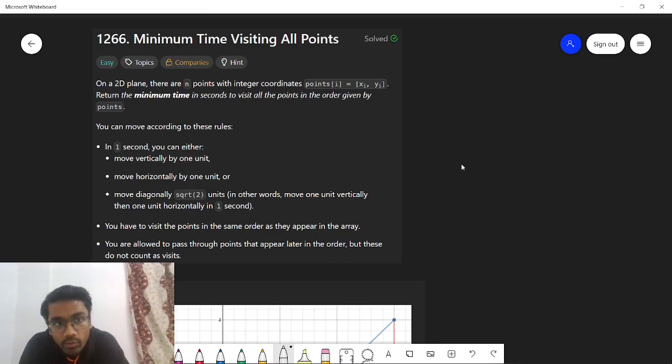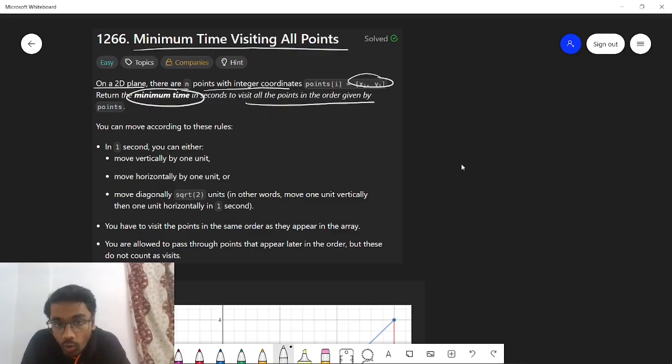So hello everyone, in this video we'll be solving another LeetCode problem and the problem name is minimum time visiting all points. So on a 2D plane there are n points with integer coordinates xi, yi and we need to return the minimum time in seconds to visit all points in the order given by the points. So you can move according to these rules.